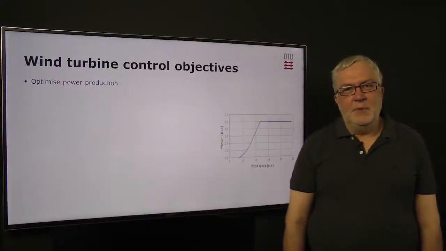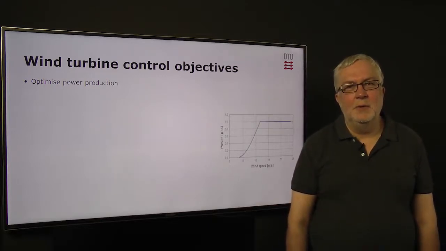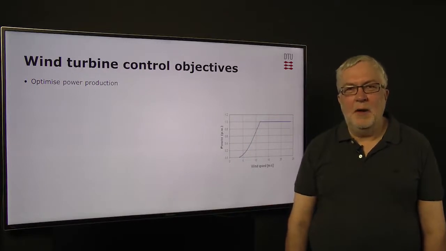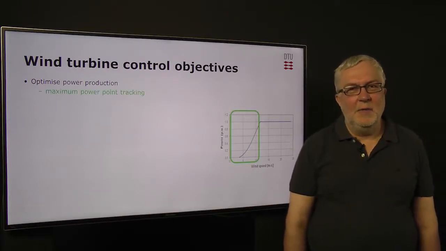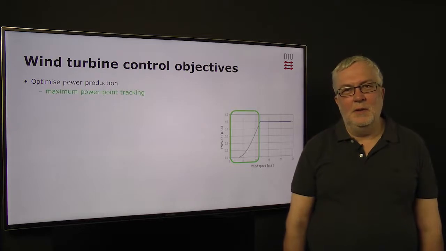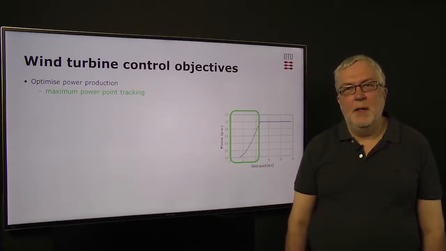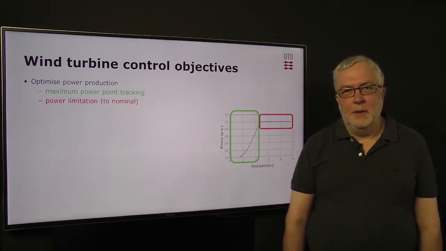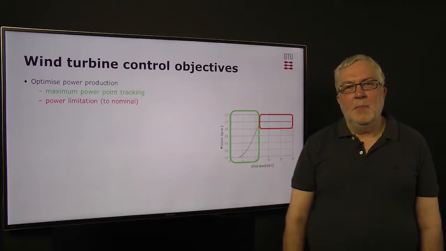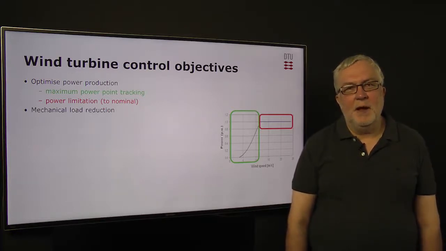So, what are the objectives of controlling a wind turbine? Well, first of all, we want to have optimal power production, which means that if the wind speed is lower than a certain nominal value, then we want to produce as much power as possible. And secondly, we want to limit the power to the rated value of the wind turbine, which is seen here in red.